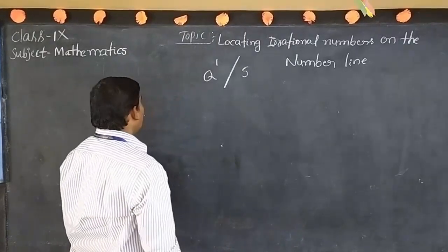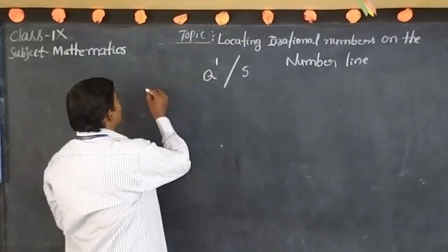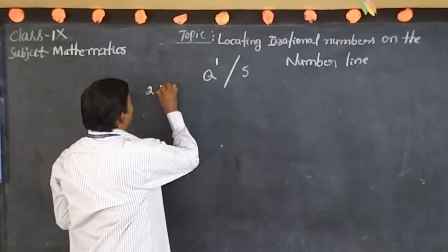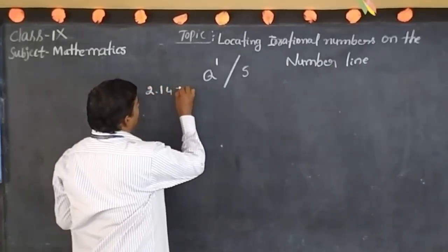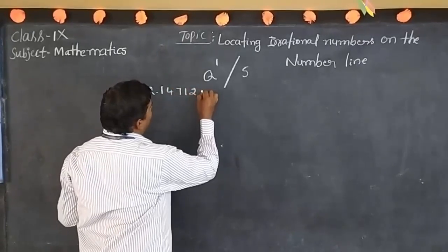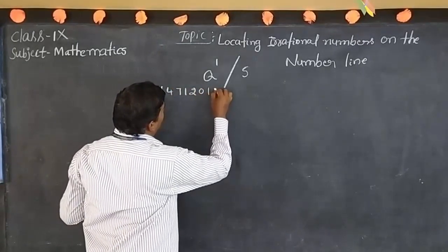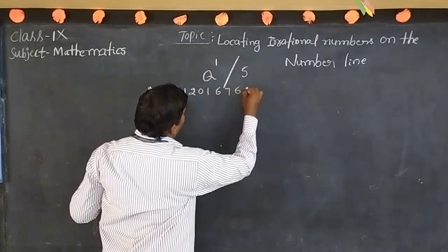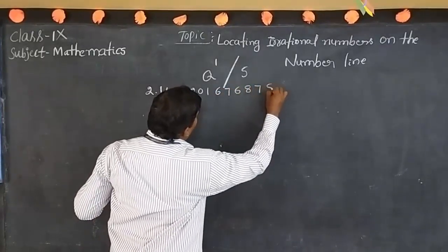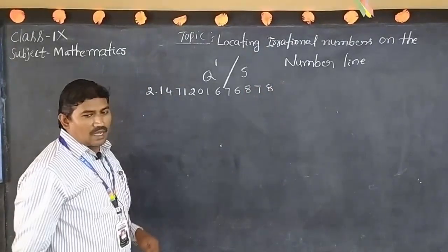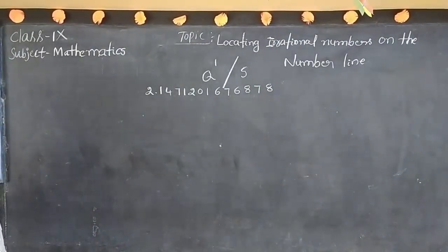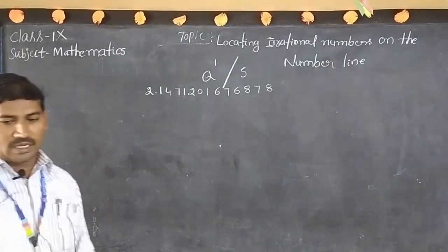Okay, say for example we will take any one number, 2.1471210, like that. The values are coming, but any value is not repeating. These are the irrational numbers.